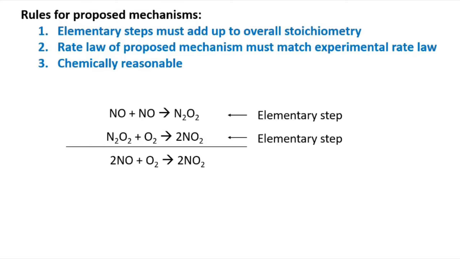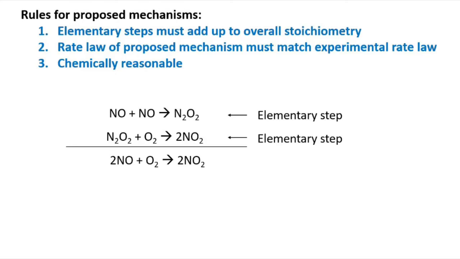So we can't necessarily use a microscope to look at the individual molecules while they're being formed. So instead, mechanisms are usually couched as being proposals, right? This is what we're imagining is happening in the reaction. And so proposed mechanisms have to follow some rules. First, the elementary steps have to add up to the overall stoichiometry, because the starting point and the ending point have to be the same. The rate law of the mechanism has to match the experimental rate law.